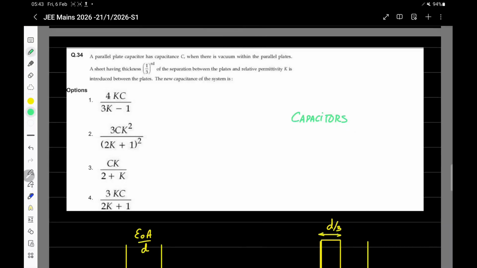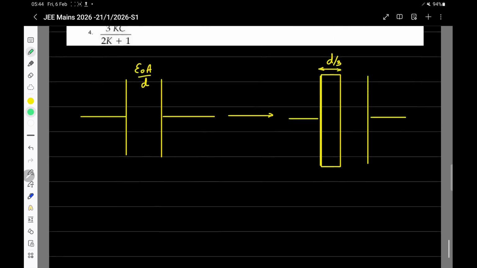We are solving a question from the topic of capacitors that appeared in 21st January, shift 1 of JEE Mains 2026. You can pause and read the question. In summary, they have a parallel plate capacitor whose capacitance is C, but now one third of the separation between the plates is filled with a dielectric of dielectric constant K, and they are asking what is the new capacitance of the system. So this is happening.